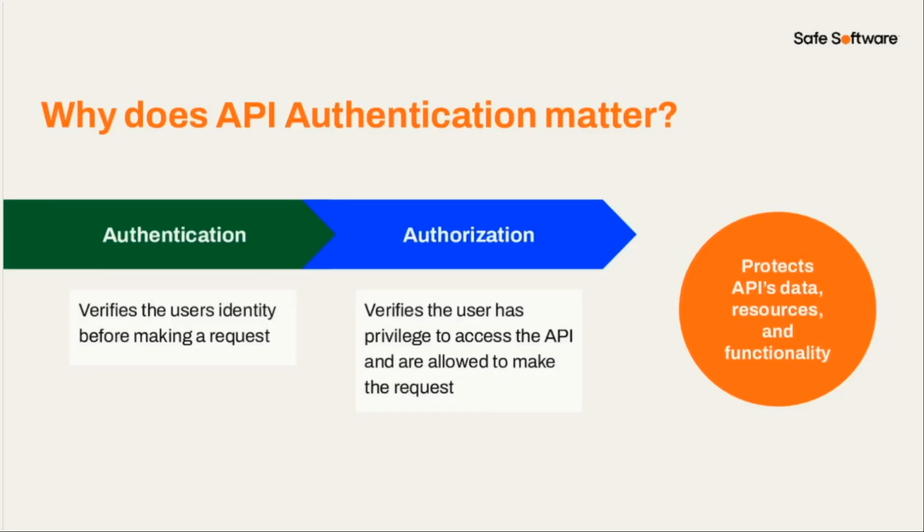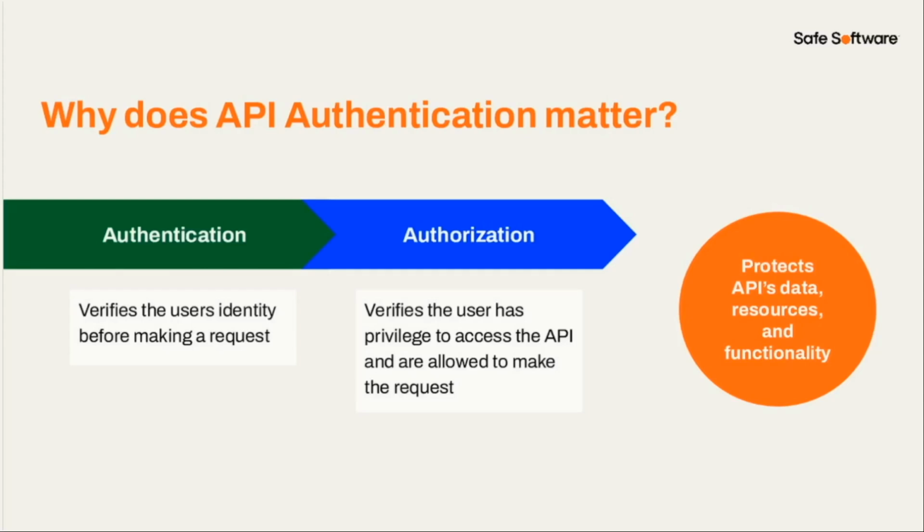So why does API authentication matter? Well, the API security controls who and what are accessing the API's resources, data, and functionality. Authentication verifies your identity before you can make the API request. And authorization verifies that you have access or are allowed to make that request.